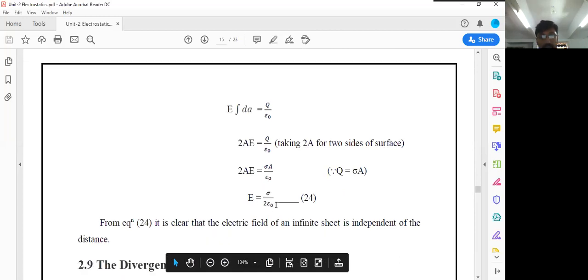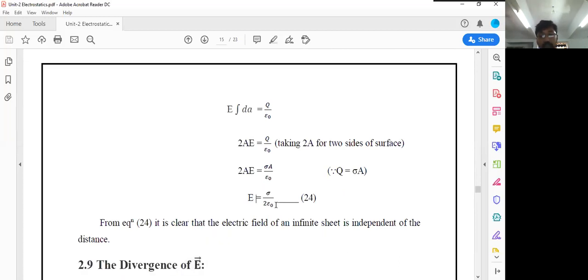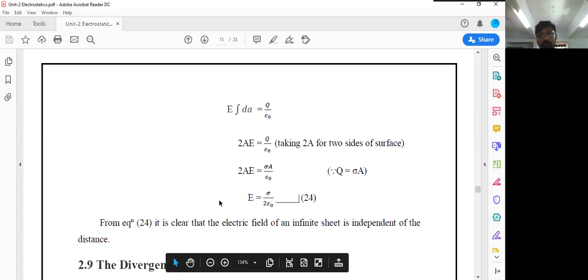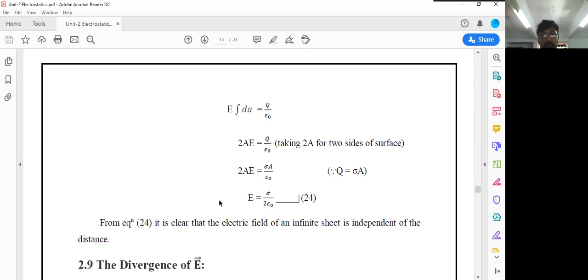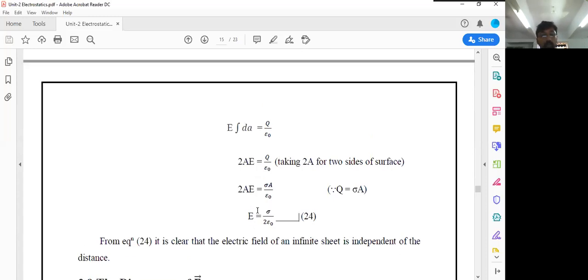This is equation number 14, the equation of electric field due to an infinite sheet, and it is independent of the distance. By this equation number 14, we can find the electric field due to an infinite sheet, and it is independent of the distance. There is no role of distance because the sheet is infinite. So at every point above and below the sheet, the electric field is E equals sigma upon 2 epsilon 0. Okay, so this is the application of Gauss's law.